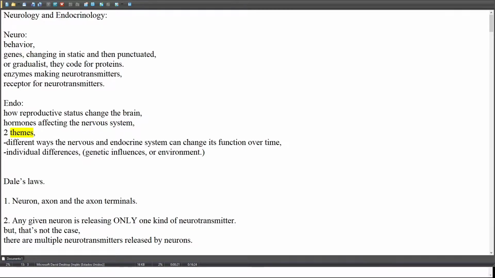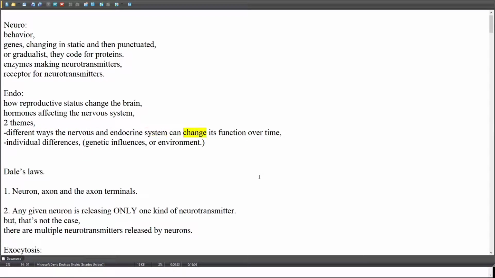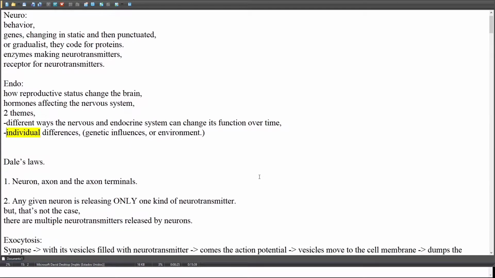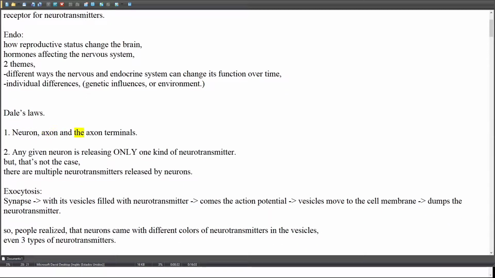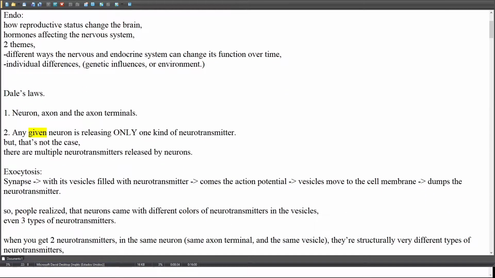Two themes: different ways the nervous and endocrine system can change its function over time, and individual differences, genetic influences, or environment. Dale's laws: 1. Neuron, axon, and the axon terminals. 2. Any given neuron is releasing only one kind of neurotransmitter.